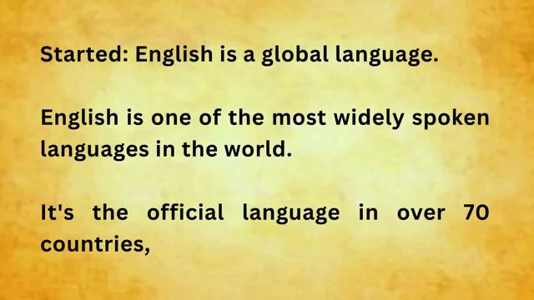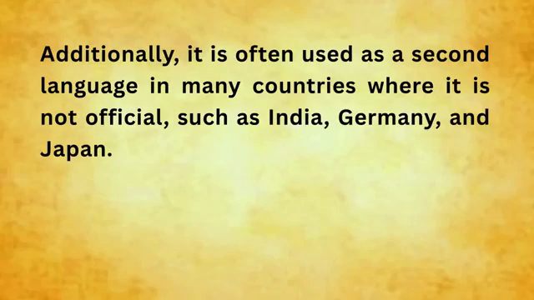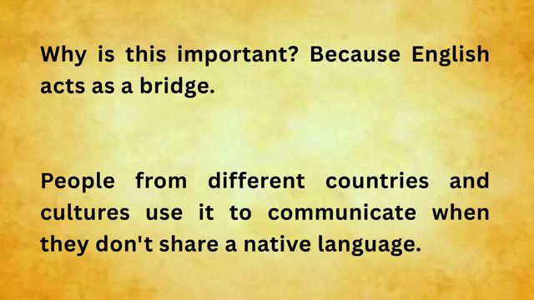English is a global language. English is one of the most widely spoken languages in the world. It's the official language in over 70 countries, including major nations like the United States, the United Kingdom, Australia, Canada, and South Africa. Additionally, it is often used as a second language in many countries where it is not official, such as India, Germany, and Japan. Why is this important?